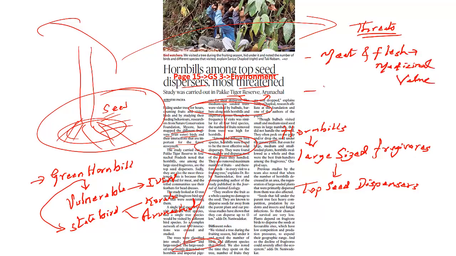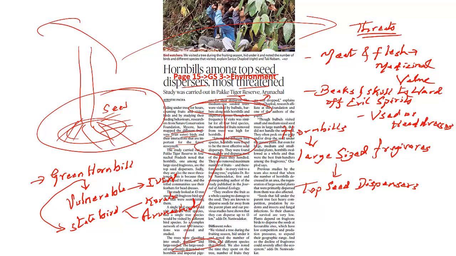The beaks of these birds as well as the head and the skull of these birds are used in charms to ward off evil spirits. Further, tribesmen in parts of northeastern India as well as in Borneo use the feathers for headdresses, and the skulls are also often worn as decorations. So this is what we need to understand in reference to this article.